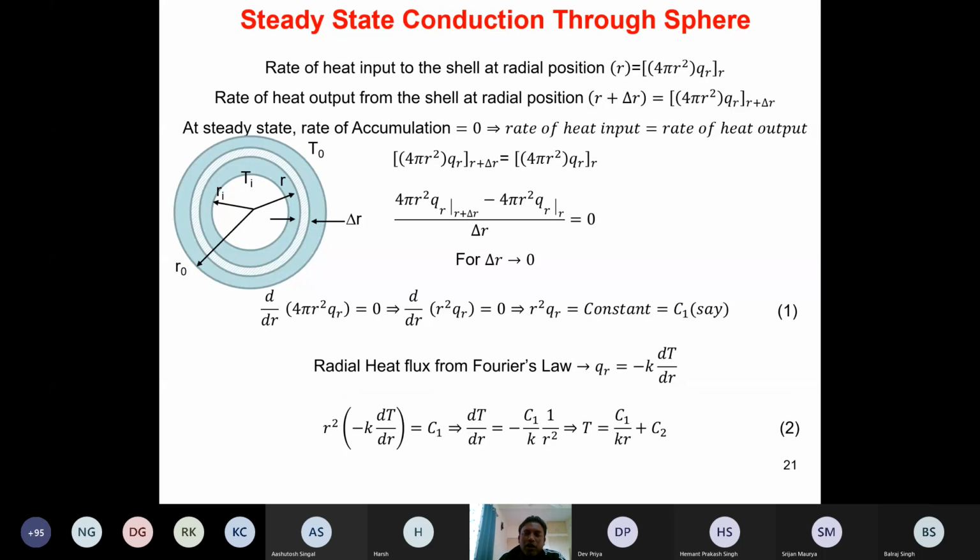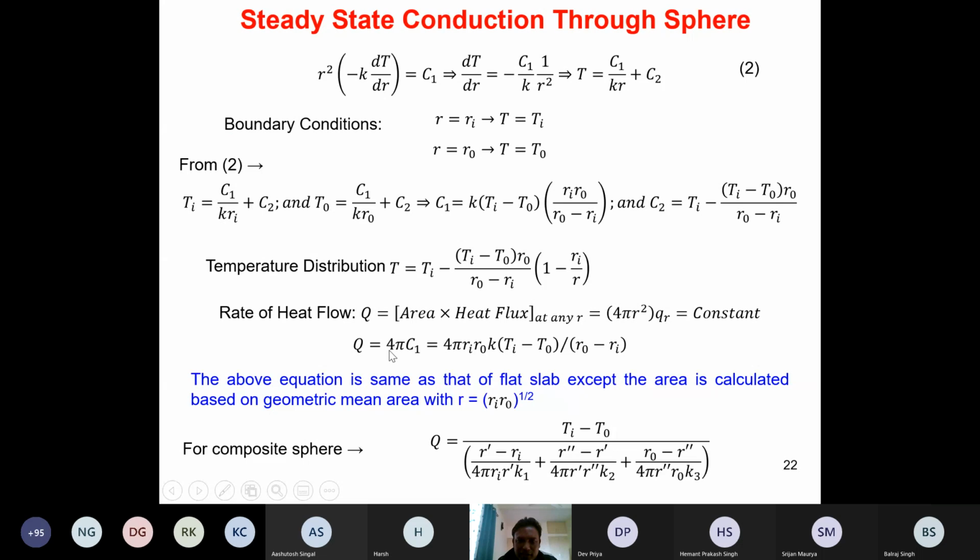Okay. So remember the rate of heat flow in this particular slab is going to be constant. So Q is going to be the same as QRi, QR0, isn't it? So Q is going to be constant, and that can be given as the area into flux at any radial position R. That is what we have written here, isn't it? Area into heat flux at any R. So what is the area? 4 pi R square QR, isn't it?